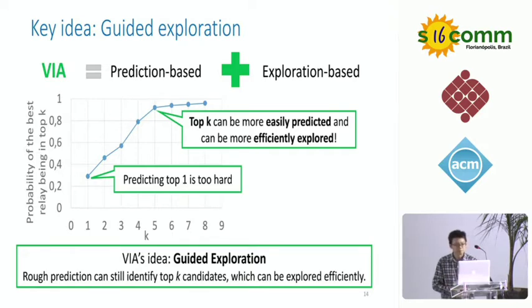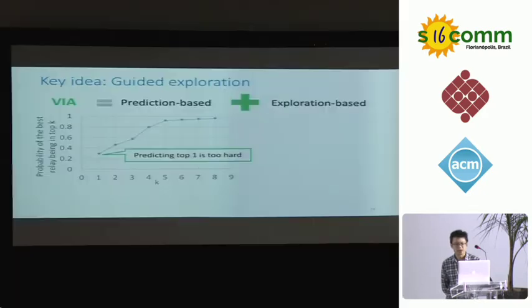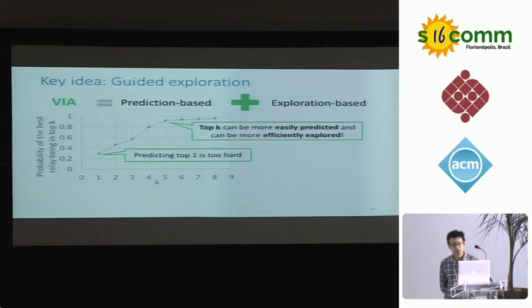Now, naturally, if k equals 1, the y-axis is how likely the best relay according to prediction is the actual best one. Now, like I said, this probability could be low because the prediction error is so high. But if we change our goal from picking the single best one to picking a small set of relays which include the best one, can we do a better job? Definitely yes. As you can see here, as k increases, the probability of the top k relays including the best one rises dramatically, right? In fact, when k equals 5, the top k relays will include the actual best one almost all the time. Just to remind you, by the way, the total number of relays is much more than that.